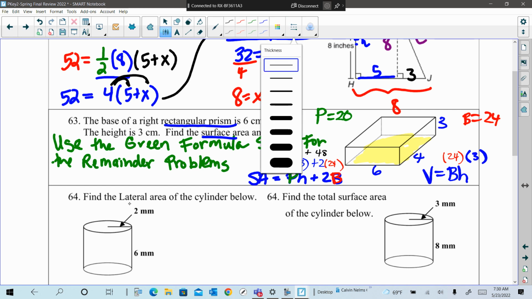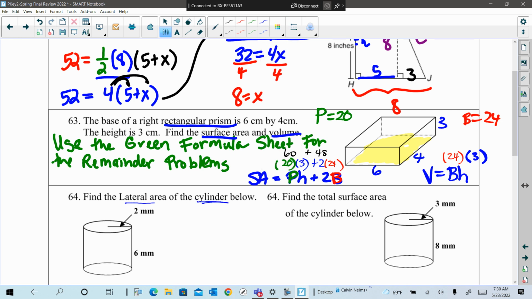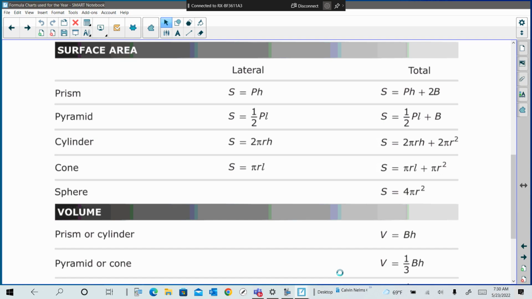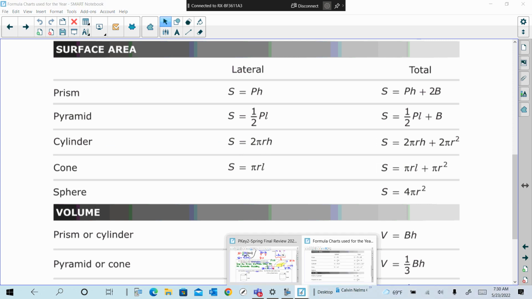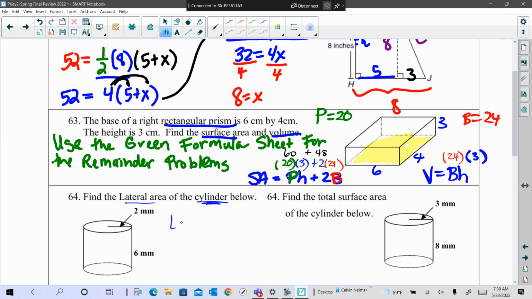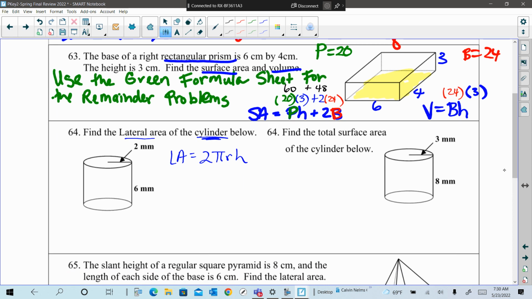This part says find the lateral area of the cylinder. So they already tell us what we're dealing with. If you're not sure what that formula is, you could go to the formula chart. Lateral area is right here. Cylinder is 2 pi RH. We're going to keep our answers in terms of pi. So all I need for this formula is the radius, which is right here.